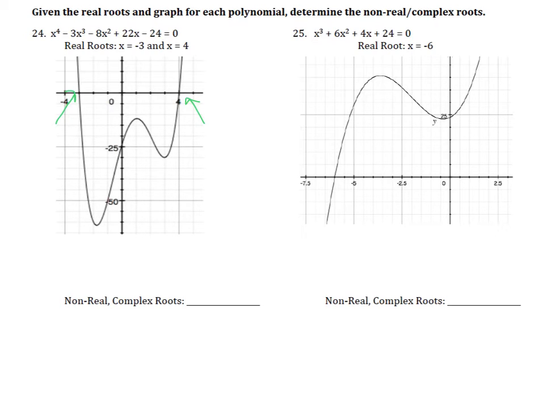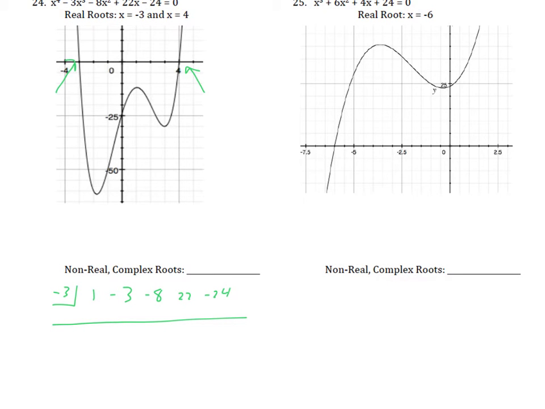So here we go. We're going to start by using the -3 and synthetic division. The coefficients are 1, -3, -8, 22, -24. Dropping the 1, times 3, -3, -6, +18, 10, -30. Let's see, that's 22, so -8 times 3, +24 is 0. Checks out. It definitely is a root.